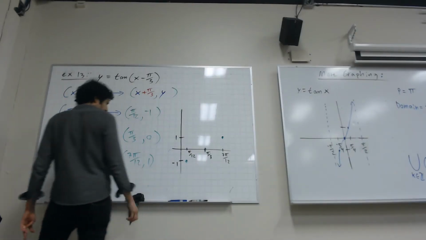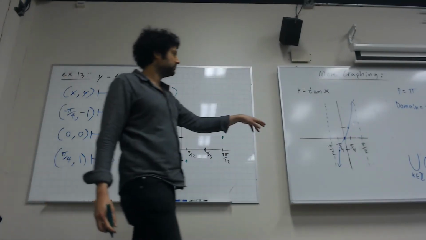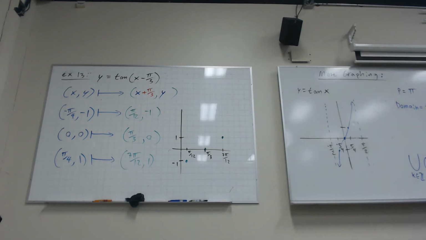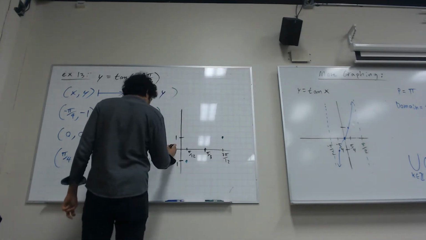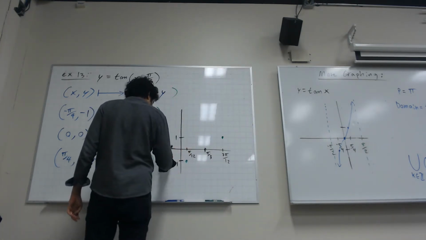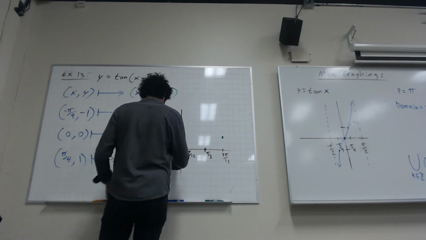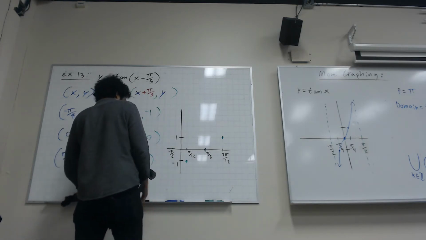And the asymptotes move accordingly. So where is negative pi over 2 going to go, the asymptote? Negative pi over 6, good. Which would be 2 units there. Negative pi over 6. So this would be the asymptote right here.